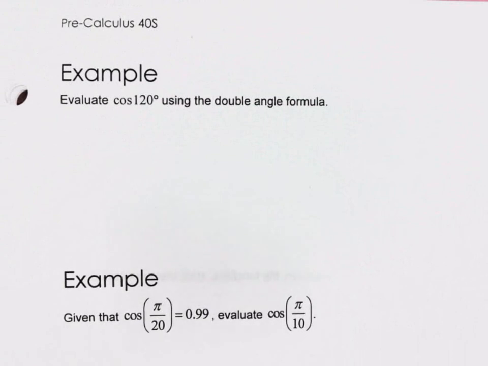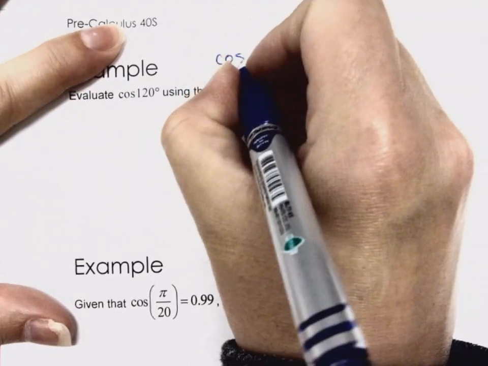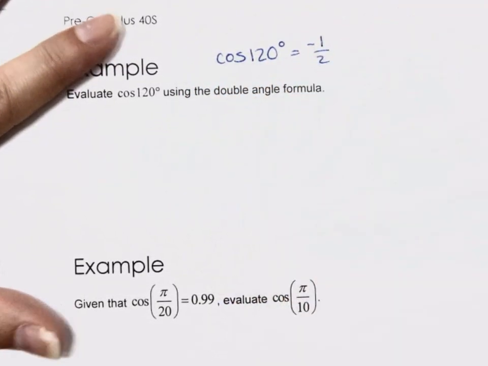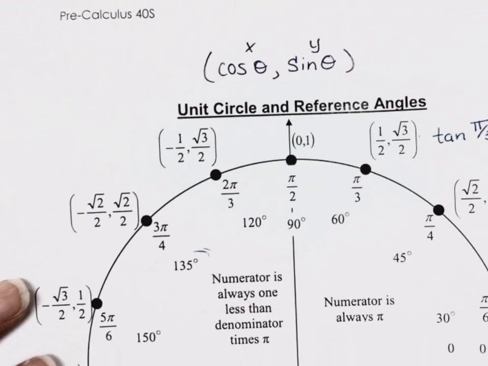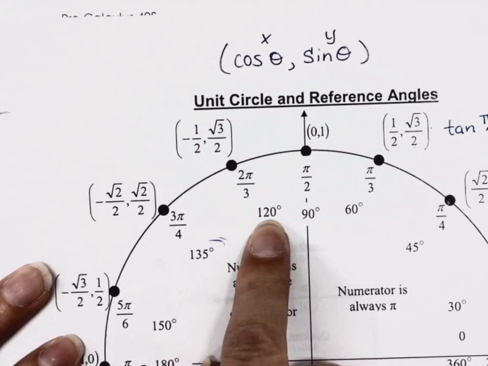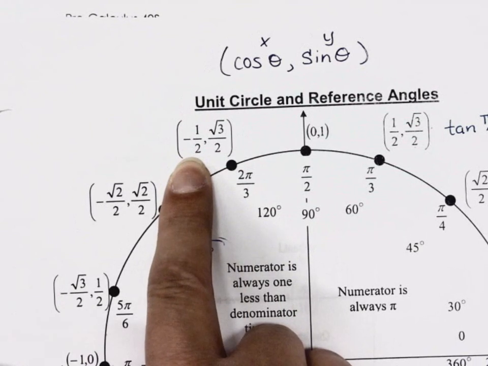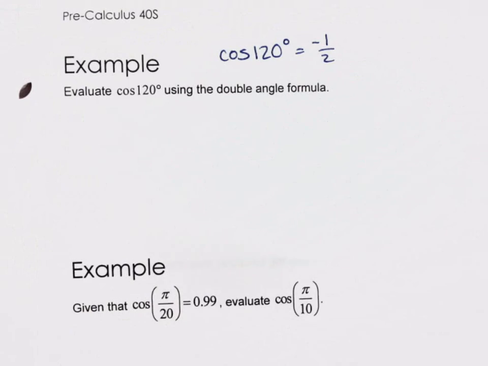Okay, do you guys know what cos of 120 is? You do if you have your unit circle in front of you. So we know that cos of 120 degrees is equal to -1/2. 120, cos is my x value. We know it's 1/2 in size, correct? Everybody good with that? All right.